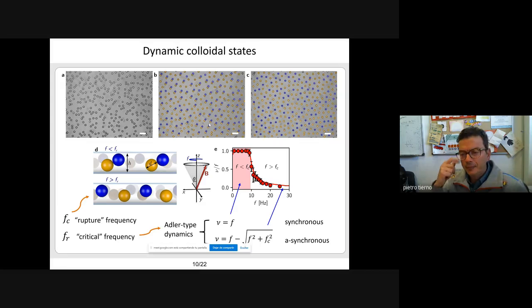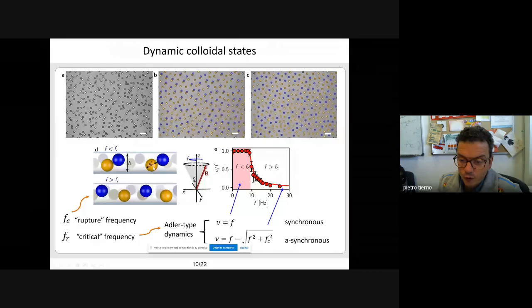Let's see. So the first parameter we tune is the frequency, to see how it affects the out-of-equilibrium dynamics of these colloidal states. If we stay in this dimer system and we increase the frequency, we can see that they follow the precessing field synchronously up to a certain value, a critical frequency, f_R, after which the dimers break up in this case. The system becomes asynchronous, so they do not follow the field anymore.